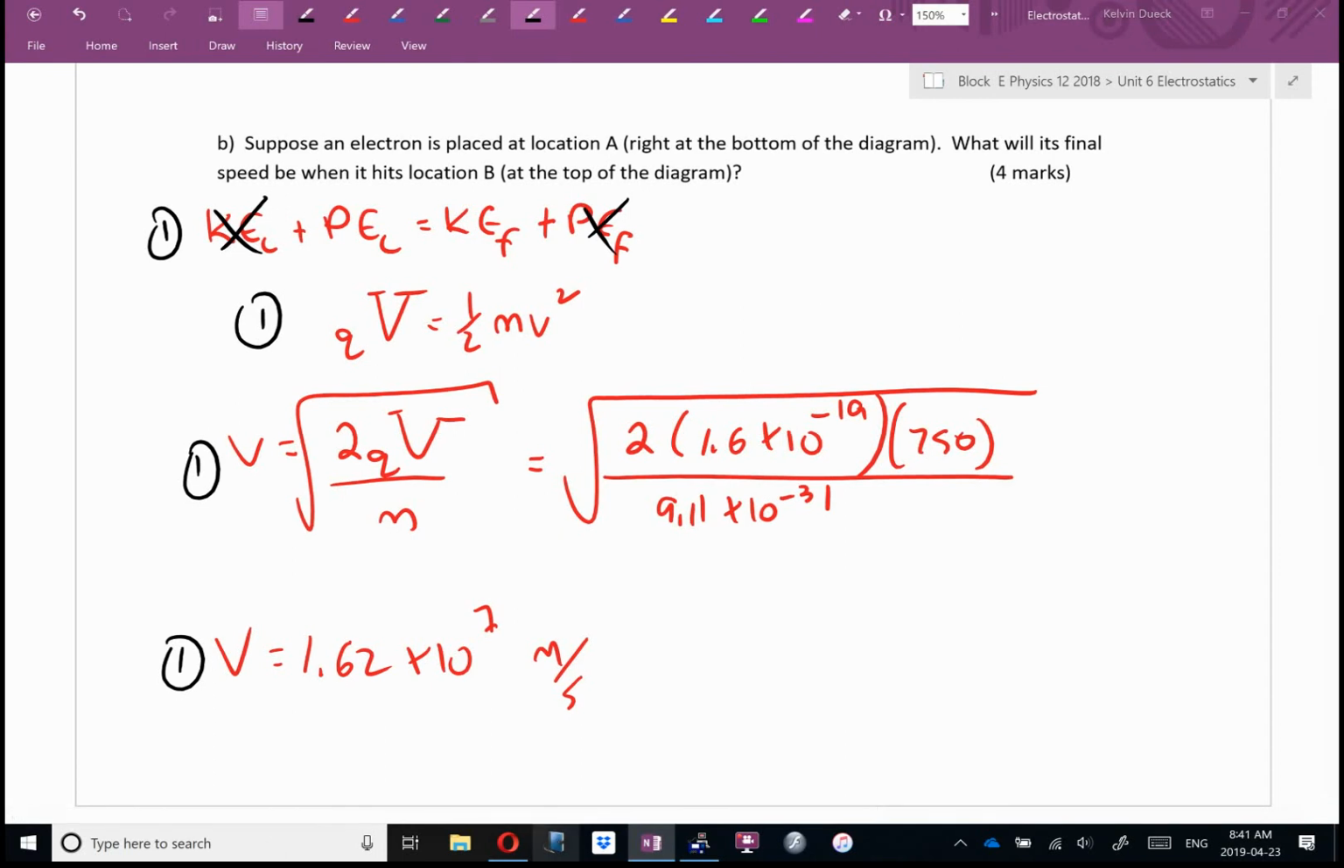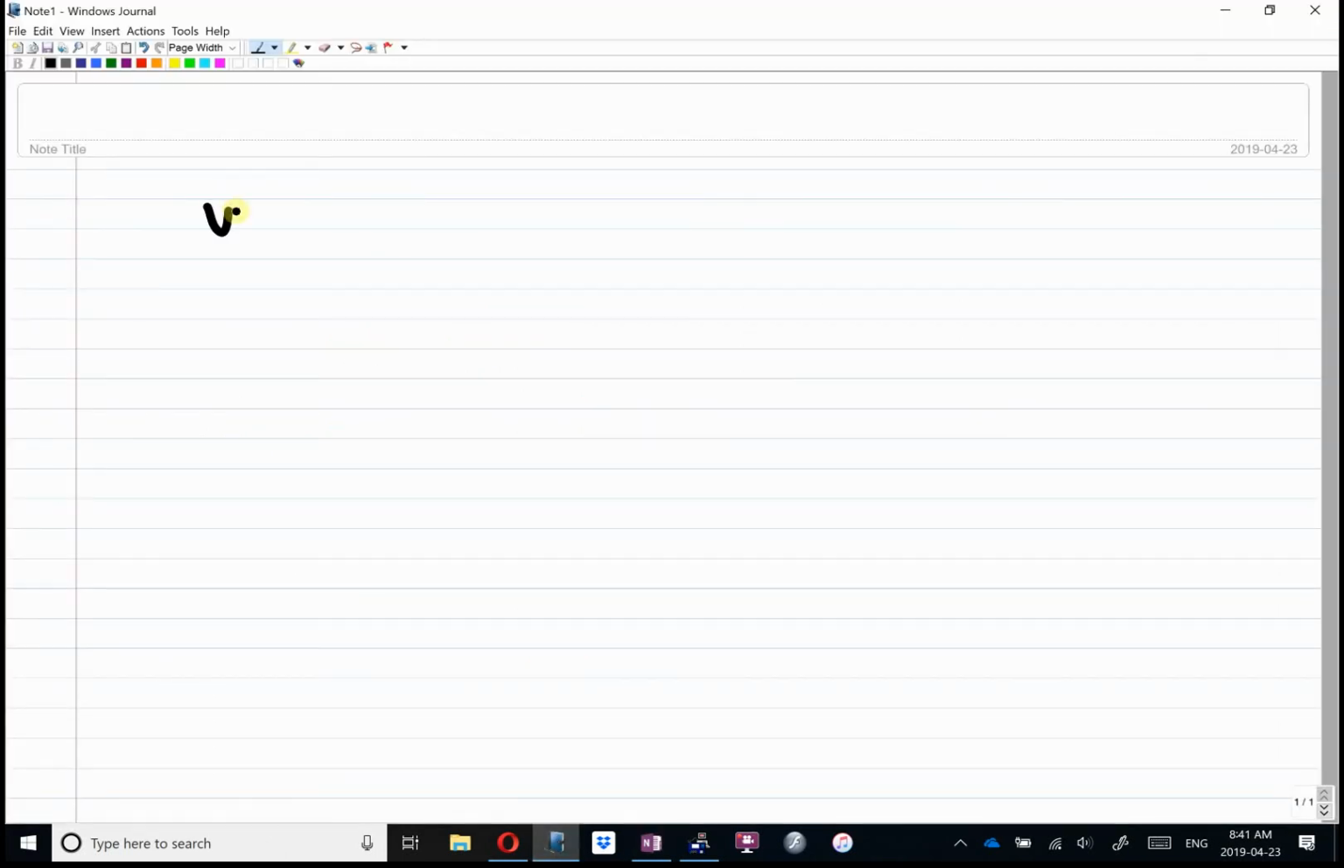You could have said, I know V initial is 0. You could find the acceleration. It's going to be the force divided by the mass. You know the mass of an electron. What's the force going to be? Well, that's going to be Q times the electric field. What's the electric field? You could use your answer from A, or if you wanted to do it algebraically, you would say it's voltage over distance. This would have given you the acceleration.